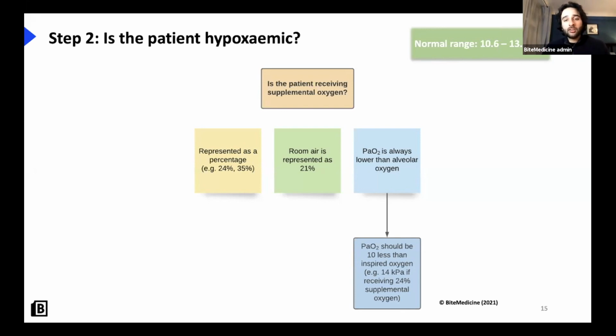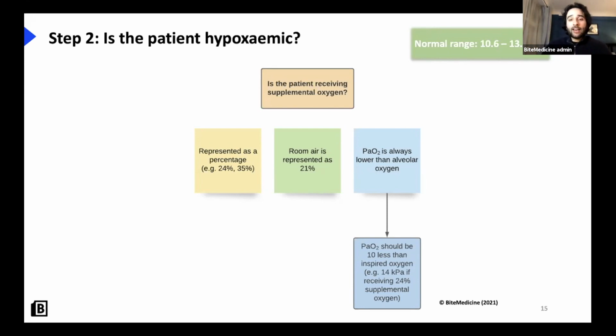In addition, we need to remember that your partial pressure of oxygen within your arteries is always going to be lower than the amount of oxygen in your alveoli. And that's understandable, because obviously there's going to be a reduction in some of that pressure as your oxygen goes into your lungs and then into your bloodstream. So the PaO2 is always lower than your alveolar oxygen. So these are three key points to remember when answering this question.